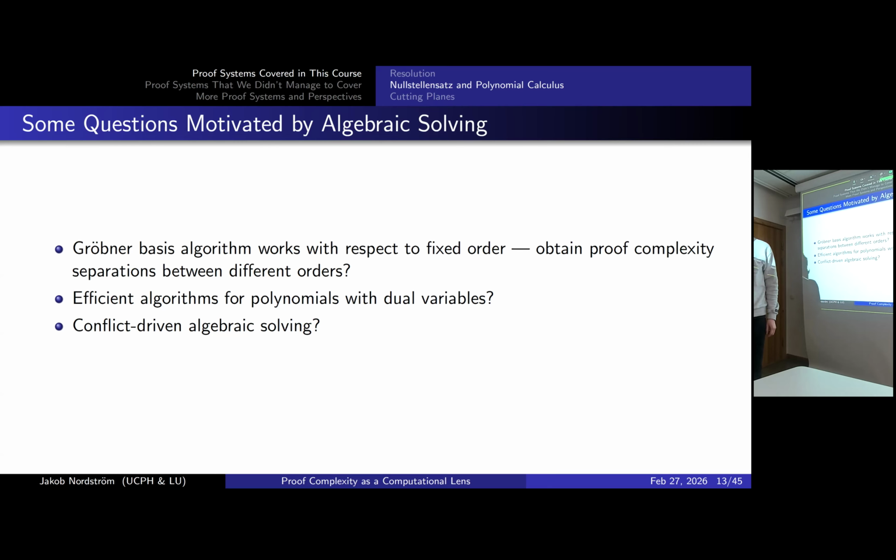And I think one natural and nice question might be, could you compare in this way polynomial calculus for different orders and see if you can separate them? This would be somewhat similar to the lower bounds we have for different subsystems of resolution. We know that polynomial calculus with dual variables is exponentially more powerful. Unfortunately, Buchberger's algorithm for computing Gröbner bases does not work with dual variables.